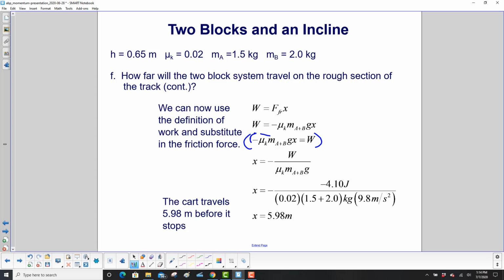I'm going to take all of this and divide the left side by it and the right side. So x will be all by itself, and the right will be now a negative work over mu k m a plus b times g. We put in our numbers, and then you might be worried about this negative sign, right? Because you know the object's moving this way, so we'd like x to be positive. Fortunately, that negative sign cancels out with the negative work. We put the numbers in, and we get a distance of 5.98 meters before the block stops.